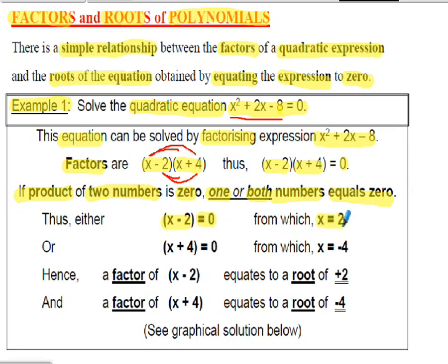So for example, either the x minus 2 factor is equal to 0, which would give us a value of x is equal to 2, or the x plus 4 factor equals 0. And again, if we subtract 4 from both sides of the equation, we get x is equal to negative 4. So what we can say here is that the factor of x minus 2 equates to a root of x equals 2, and also a factor of x plus 4 equates to a root of x is equal to negative 4. These roots are shown on the graph on the following slide.